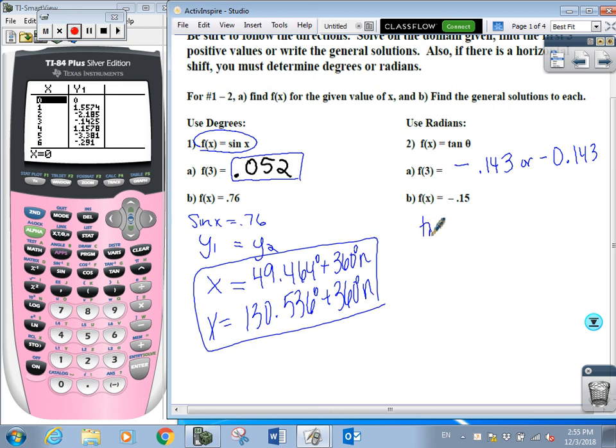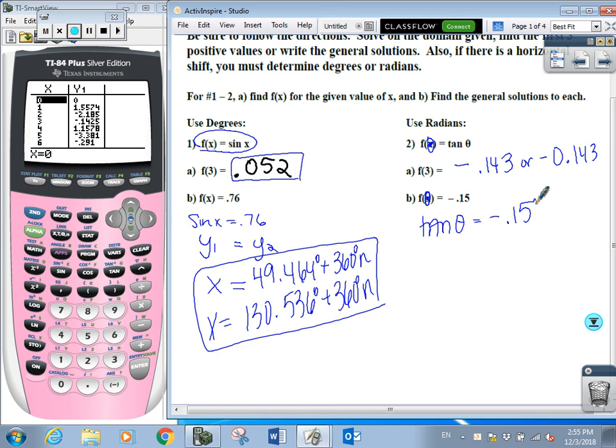So we want to know, oh, and all these should be the same variable. Either this should be tangent x or these should be thetas. Those can't ever be anything else. So tangent theta equals negative 0.15, or you can change that theta to an x. Okay, just a typo on there.